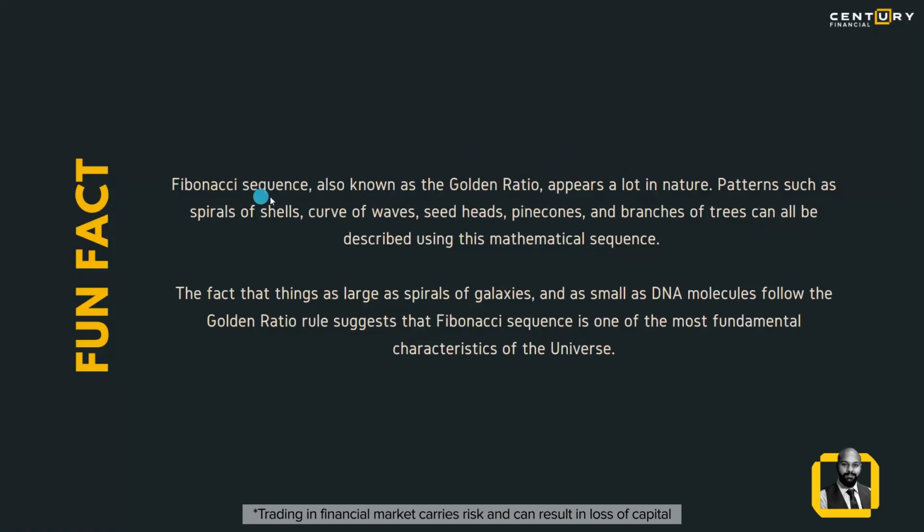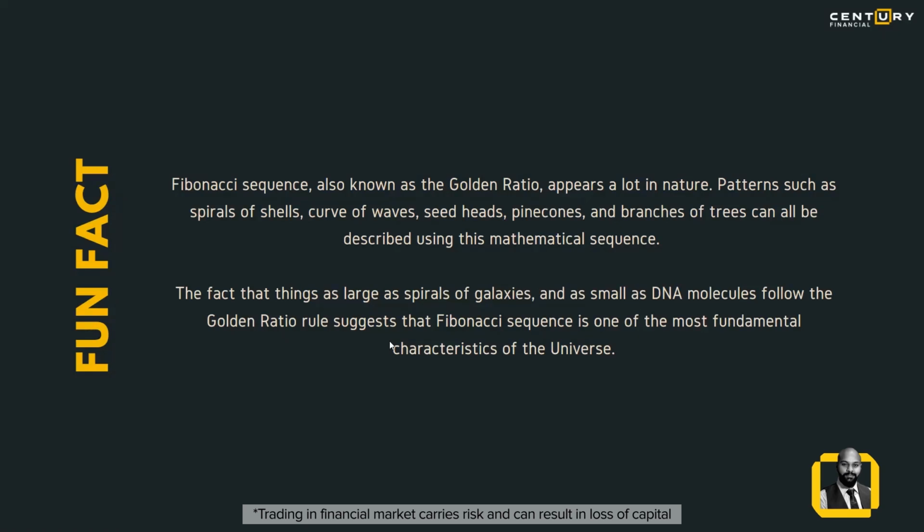Again, fun fact, the Fibonacci sequence, also known as the golden ratio, appears a lot in nature. Patterns such as spirals of shells, curve of waves, seed heads, pine cones, and branches of trees can all be described using the mathematical sequence. I'll show you a couple of examples on this. The fact that things as large as spirals of galaxies and as small as a DNA molecule follow the golden ratio rule suggests that the Fibonacci sequence is one of the most fundamental characteristics of the universe.